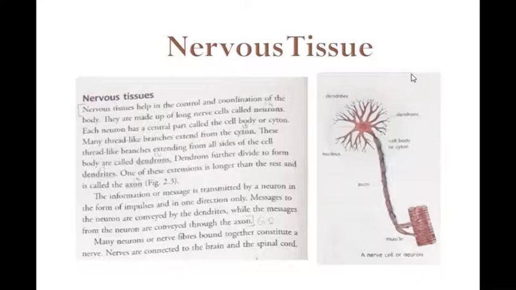The information or message is transmitted by the neuron in the form of impulses and in one direction only. Messages to the neuron are conveyed by the dendrites, while the messages from the neuron are conveyed through the axon. Many neurons and nerve fibers bound together constitute a nerve. Nerves are connected to the brain and the spinal cord.